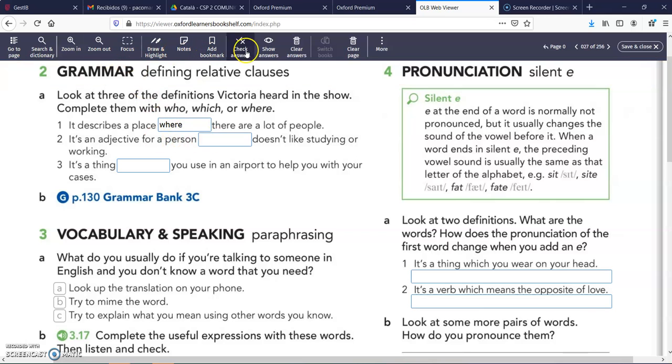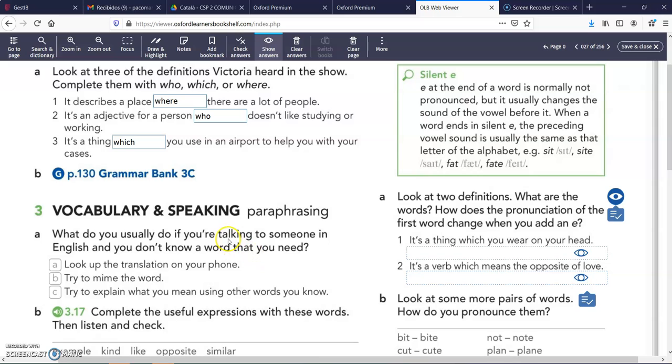Then for persons, people, you have who, and for things you have which, right? And this is kind of interesting. And so remember, you can work on it, and you can do the homework in the workbook.